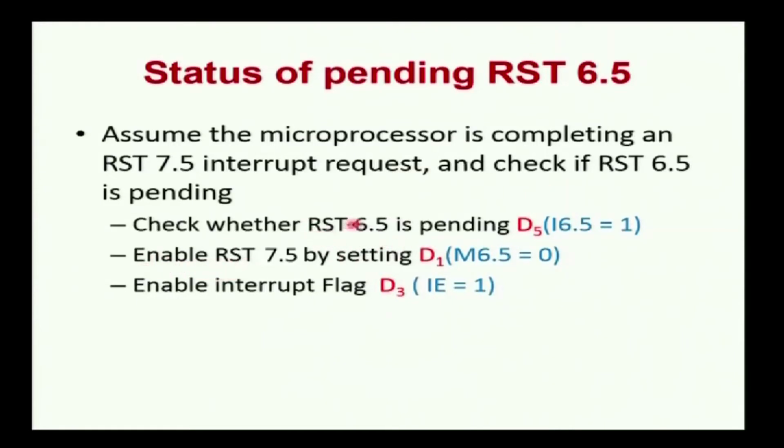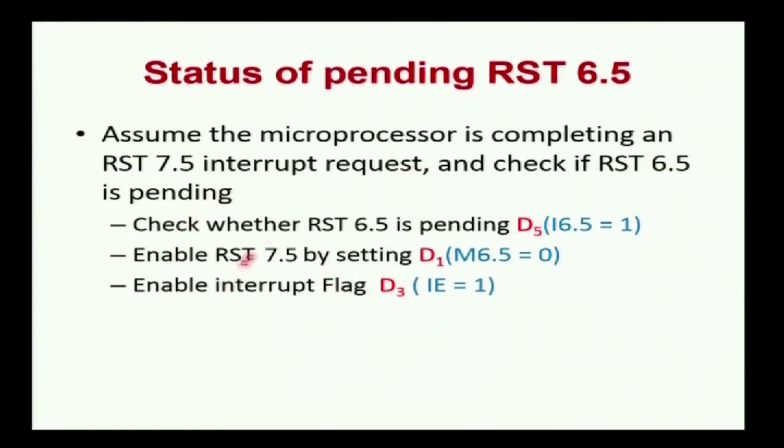The second thing is, suppose it is not pending, then we have to know whether it is active or not. So, the enabling of interrupt RST 7.5 is set by the D1 bit position, that is, 0 means it is enabled and 1 means it is disabled. So, the D1 bit position should be enabled by activating the 0 signal. After that, we have to enable the interrupt enable flip flop, and only then will any one of the interrupt requests be recognized. So, D3 also should be 1.